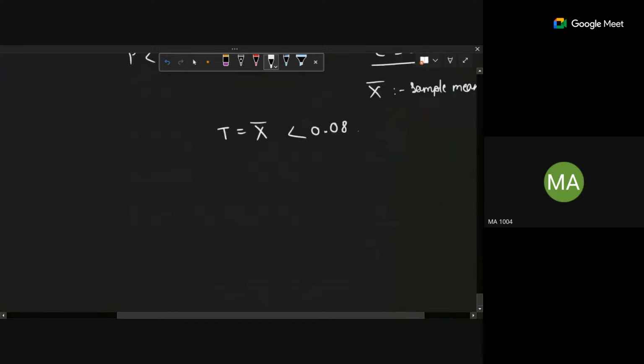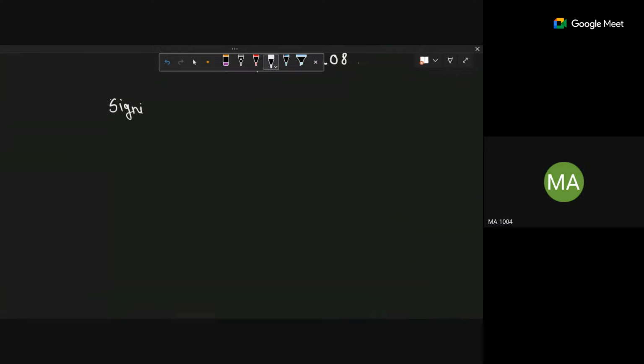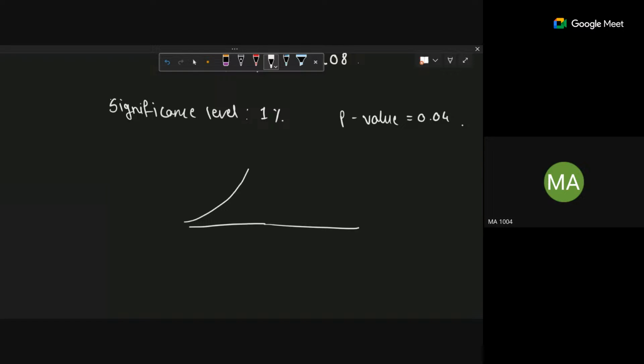Let's say I am making a new question. I am asking whether you will accept or reject your null at a significance level of 1%. What will you say? That might be a question, right? So we know that our p value is 0.04, right? So now if you draw it again, how will it look like? Something like this. Just consider it.